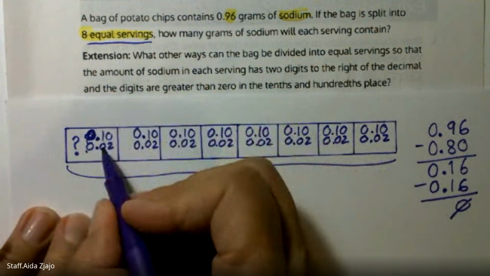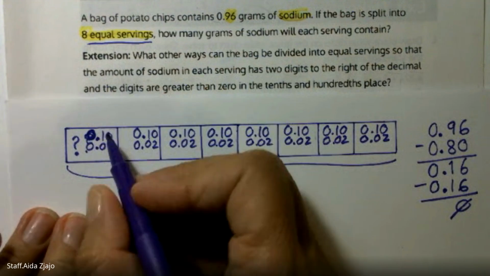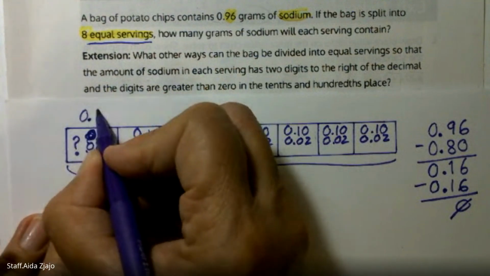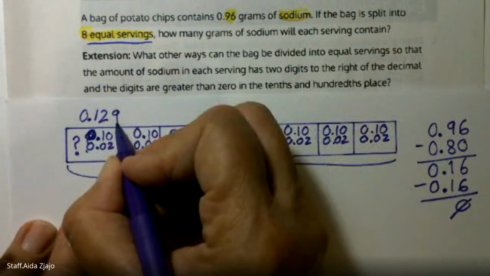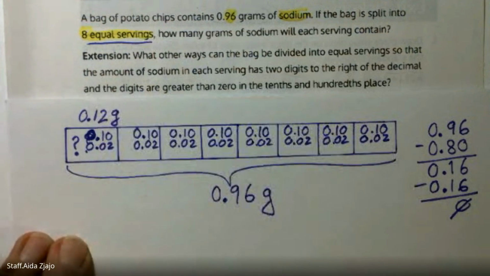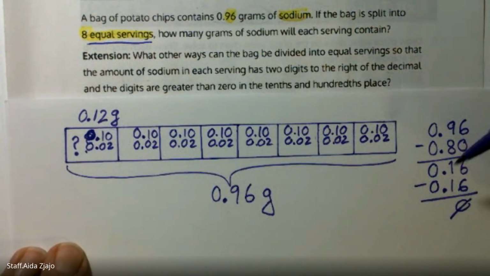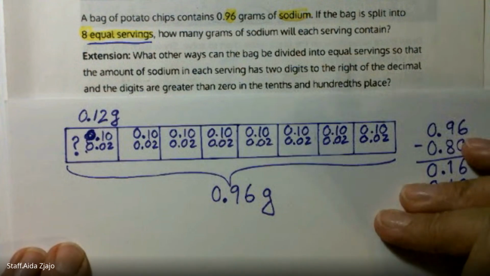Each serving will contain 10 plus 2 is 12, so 0.12 grams. That is how much one serving is going to be: 0.12 grams. That's one way to figure it out.